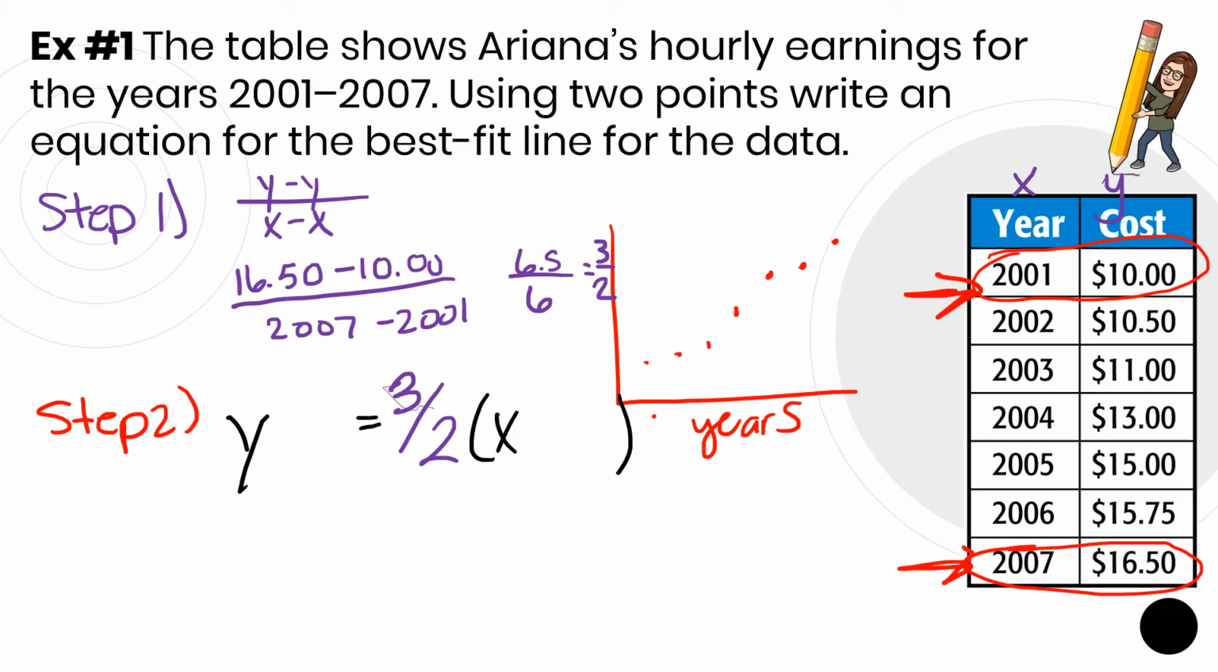And for my point, it doesn't matter. I'm just going to pick the top one that I used because it's cleaner. So I'm going to say minus 10 and minus 2001. Now, if you are only asked to write a line and it doesn't tell you what kind of line, we're done. We have the equation of a line.